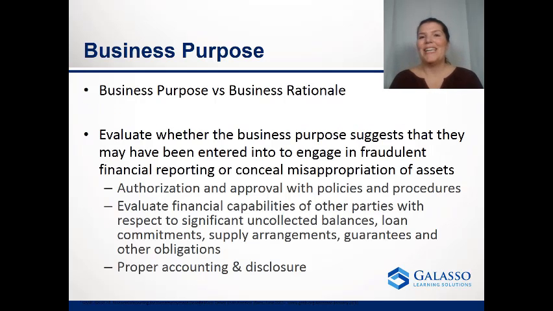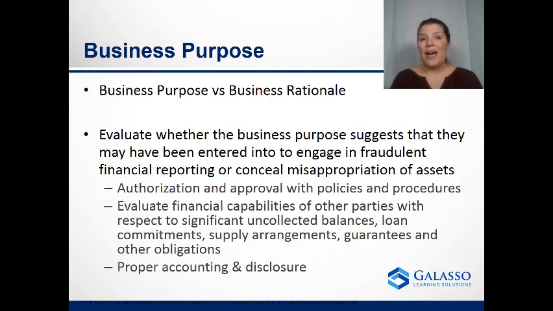Now, there's another area which is kind of interesting, in order to be consistent with the PCAOB, and that's the concept of business purpose. Currently, the audit standards for U.S. GAAS use the term business rationale, and they have proposed changing all those business rationales to business purpose. In addition, you would have to evaluate whether the business purpose suggests that they may have been entered into to engage in fraudulent financial reporting or to conceal misappropriation of assets. And so there would be new procedures regarding looking at authorization and approval with policies and procedures, evaluating the financial capabilities of other parties with respect to significant uncollected balances, loan commitments, supply arrangements, guarantees, and other obligations, and then determining that there's proper accounting and disclosure for these transactions.